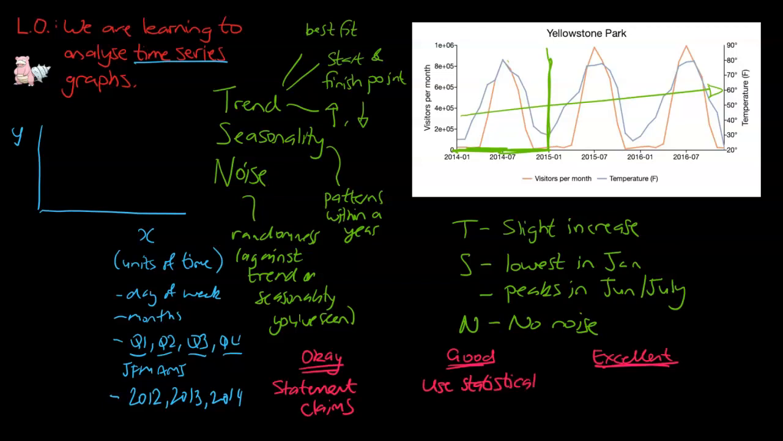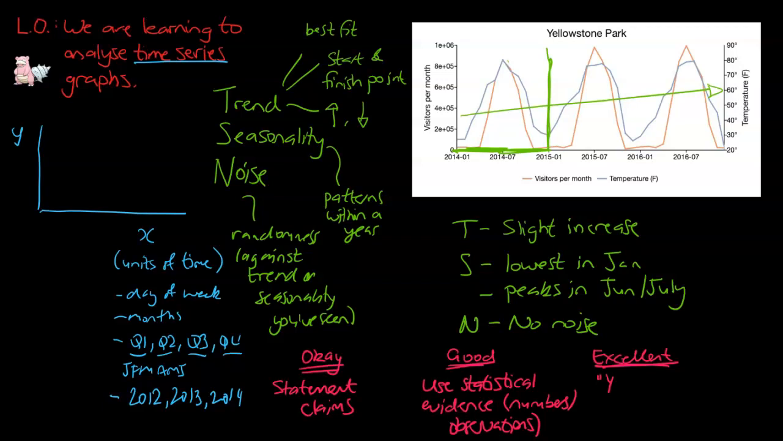So how can we, with numbers from the graph, or written claims, statistical evidence, with numbers or observations from the graph, how can we support that claim that we just said had it been increasing? And finally, an excellent answer, a really, really good answer.